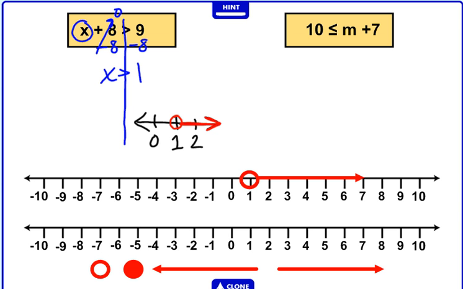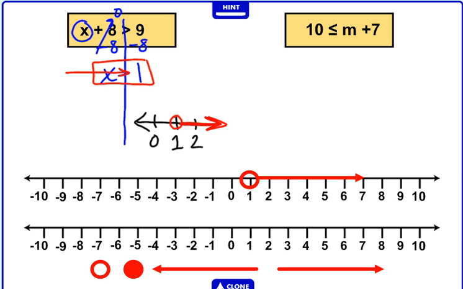And one easy way to help you remember which way the arrow goes, if my variable is on the left, where it should be, like this one, this symbol actually shows you which way the arrow goes. It goes that way. And as you can see, that matches this graph.